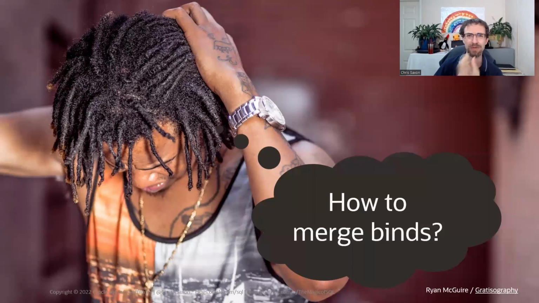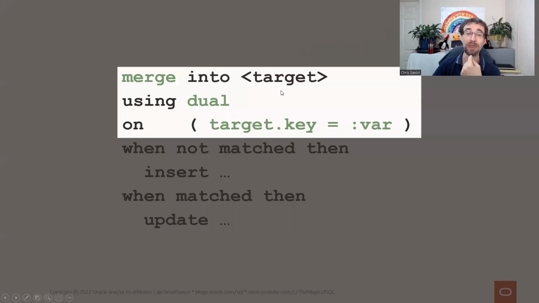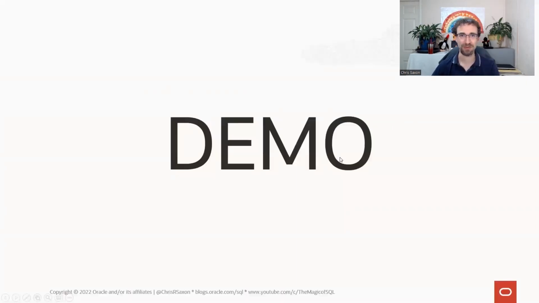So an interesting question here is, well, how do we merge those? We've got our series of binds. How do we use those in merge? And this is kind of a slightly not obvious approach, but there is a nice little trick. You can use dual as the source table and then join the target key columns on whatever your bind variable values are, and then supply the binds in the insert and update clauses as appropriate. So at this point, I'm going to jump to a demo and show you some examples of this working in practice.